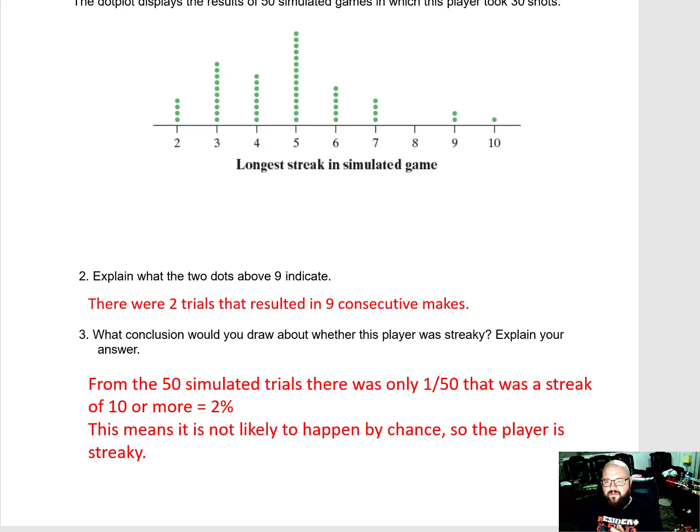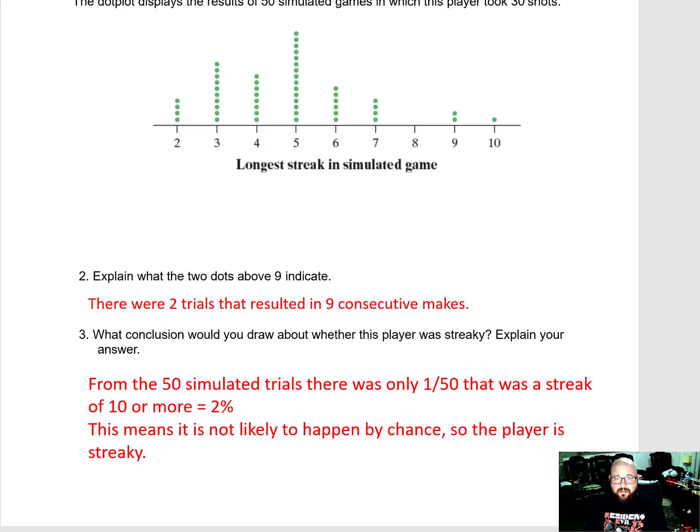So again, from the 50 simulated trials, there was only 1 out of 50 that was a streak of 10 or more, so it's 2%. This means it is not likely to happen by chance, so the player is streaky. Now you may be thinking, that's only 2%, so what do you mean? The 2% may be throwing you off as to why we're saying streaky.